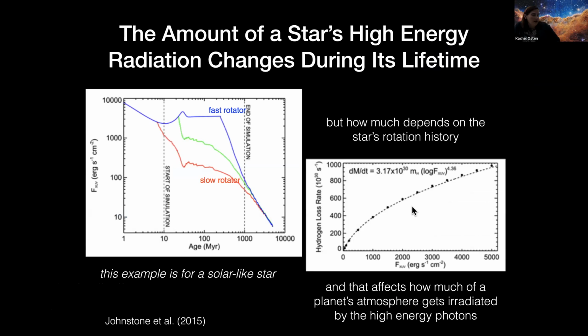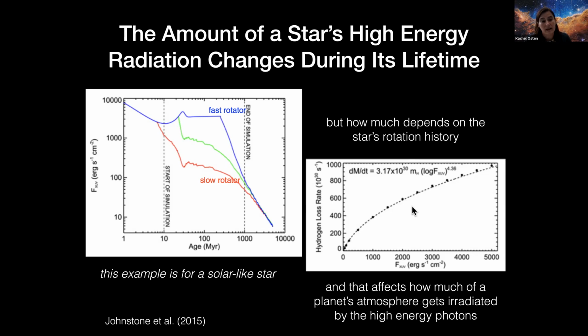From the X-ray perspective, when we think about impact on stars, we need to recognize that the amount of a star's high energy radiation changes during its lifetime. For stars in the cool half of the HR diagram, this is a function of age, but it's also a function of the star's rotation history. The graph that you're seeing here on the left is a simulation for a solar-like star, where there are some assumptions built into the very early stages and the very late stages of evolution. But the path that particular star takes in terms of how much ionizing radiation its corona is releasing varies dramatically depending on what the rotation history of the star is. So you can see that for the fast rotator, slow rotator, and then green is sort of in between.